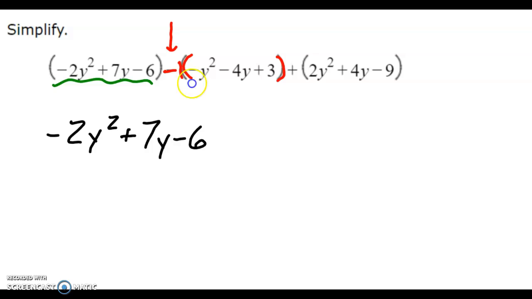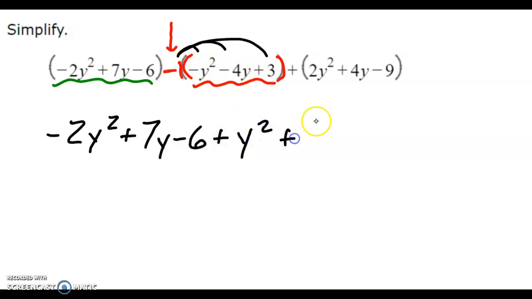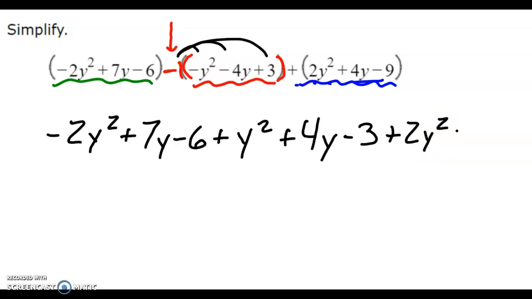Now then in the middle, when you have a negative y squared, we're subtracting negative y squared. Remember, it essentially just flips that sign. So you have a plus y squared, minus a negative 4y will be plus 4y, and then minus a 3 will be minus 3. And then nothing is happening in this grouping because they're all adding, so everything's just adding on with the sign that they have. And you're going to end up with a plus 2y squared plus 4y minus 9.